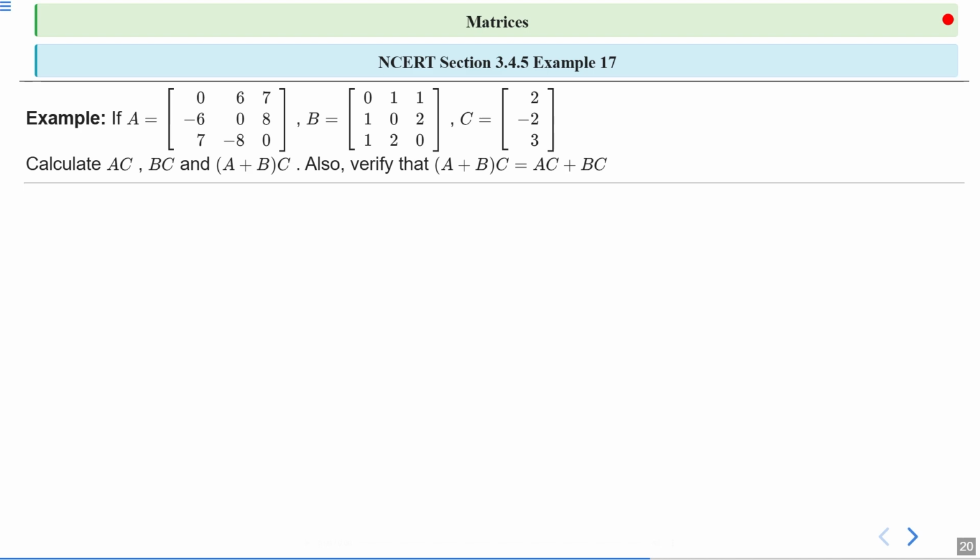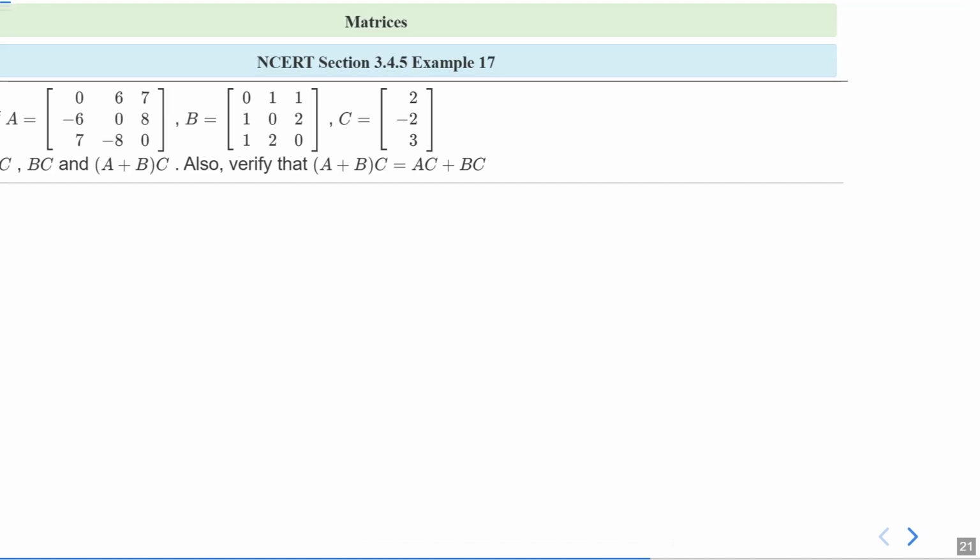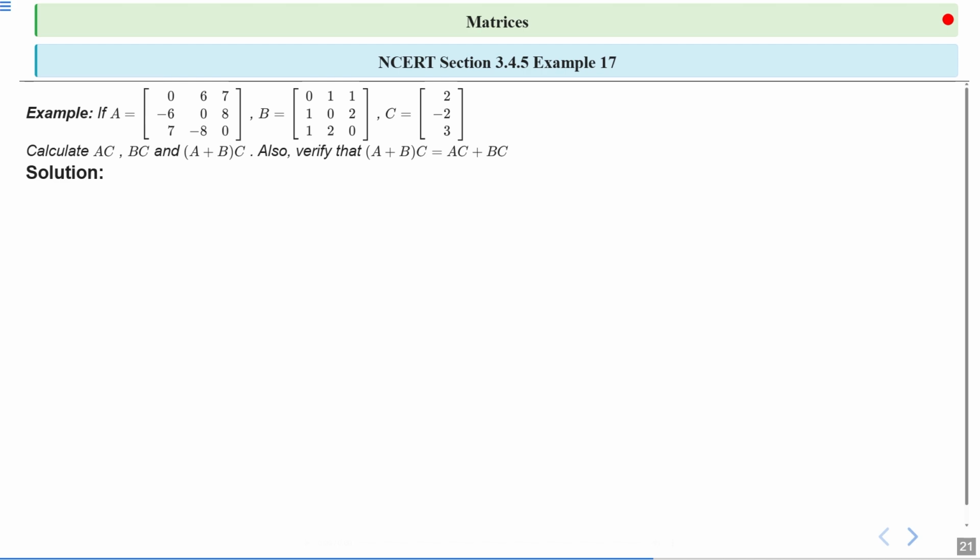Okay, so hope you all have tried to attempt the given question. Let us see how we can solve it. We have three matrices A, B, and C. We have to calculate AC, BC, and (A plus B) into C.